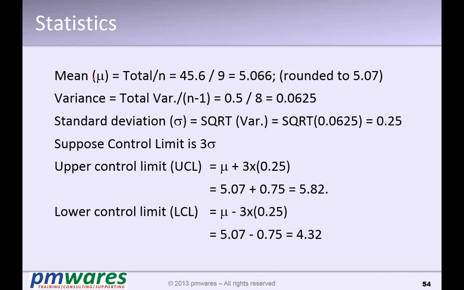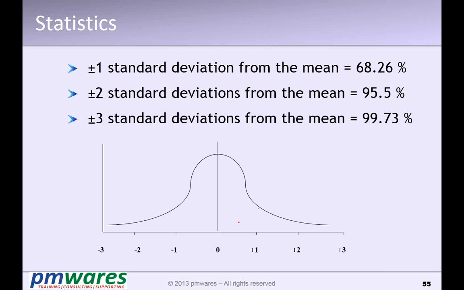And how do we calculate the mean? The total divided by the number of points gives us the mean. And the variance is this. For standard deviation, we take the square root of variance, which is this. If our limit is 3 sigma, our upper limit will be this and the lower limit will be this. So we are talking about control charts. This is how we derive our control limits. Because what is our tolerance? And therefore we calculate like this.